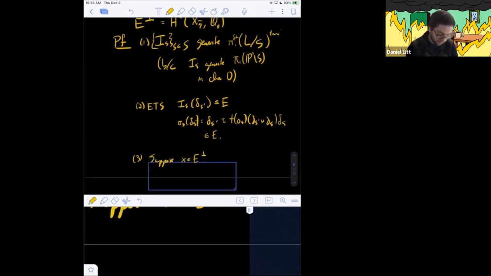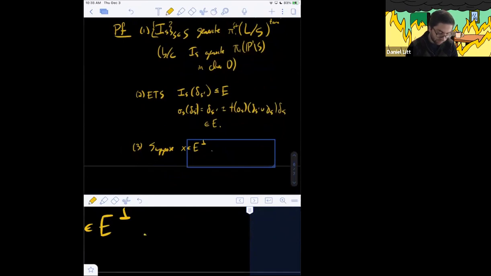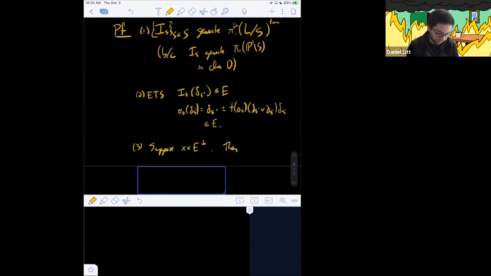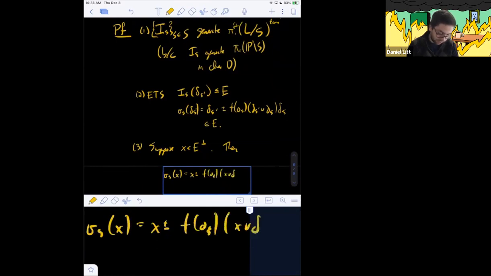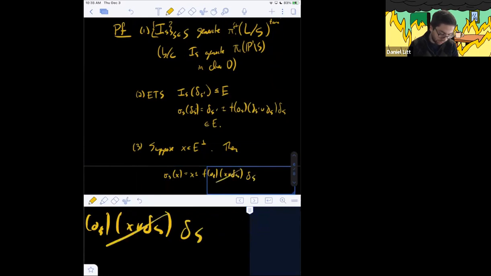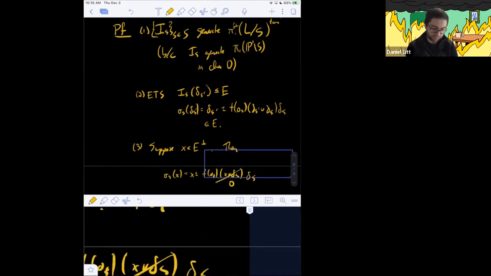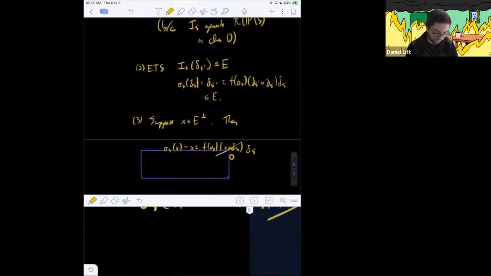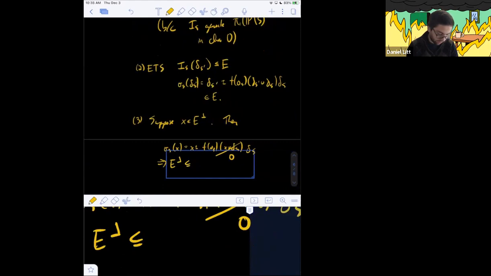Well, then that means that cupping with any element of E gives you 0, right? So that means that sigma S of X is equal to X plus or minus T sigma S, X cup delta S, but this is 0 because X was in E perp. So that tells you that E perp is contained in the pi1 invariance.